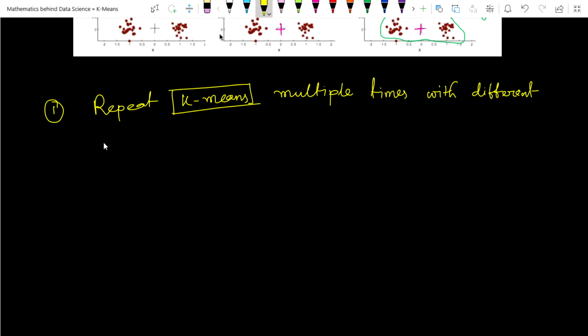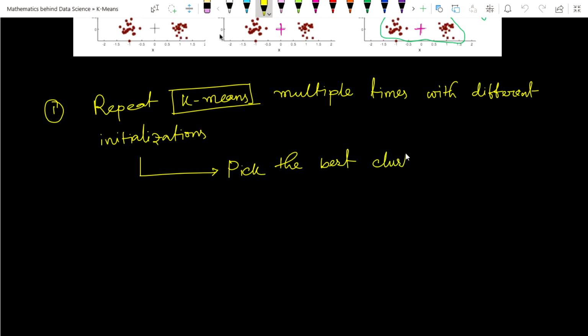With a different initialization. Just repeat these things multiple times. Then after implementation, pick the best clustering, the best cluster, based on what we have already seen.